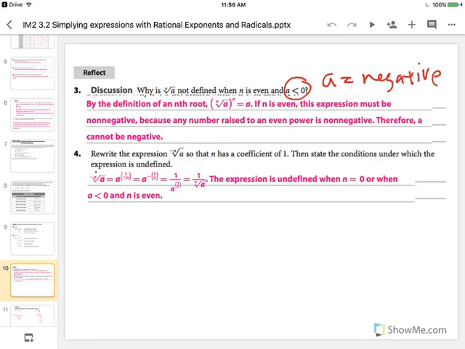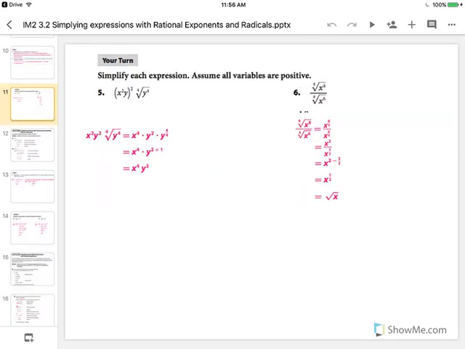Okay, so let's go on to some examples. For examples 5 and 6, simplify each expression. Assume all variables are positive.